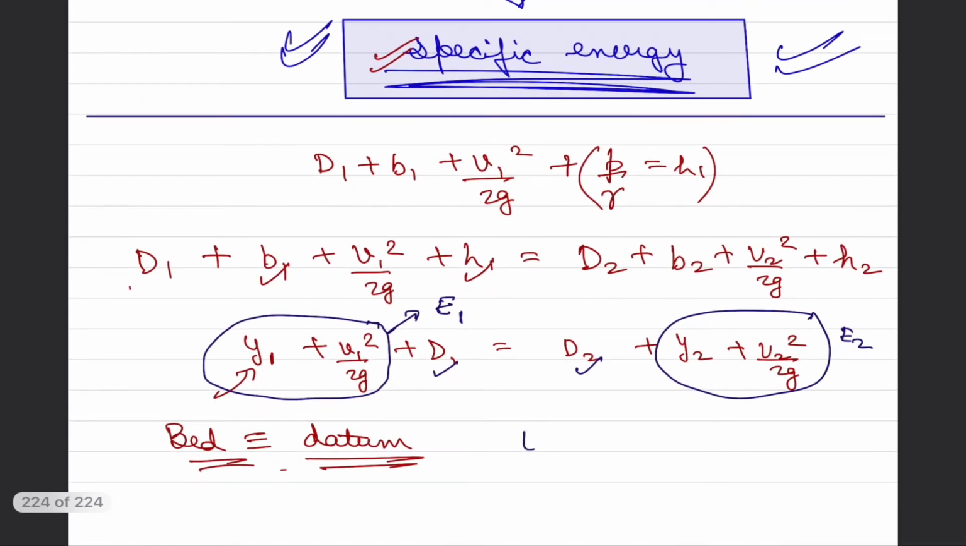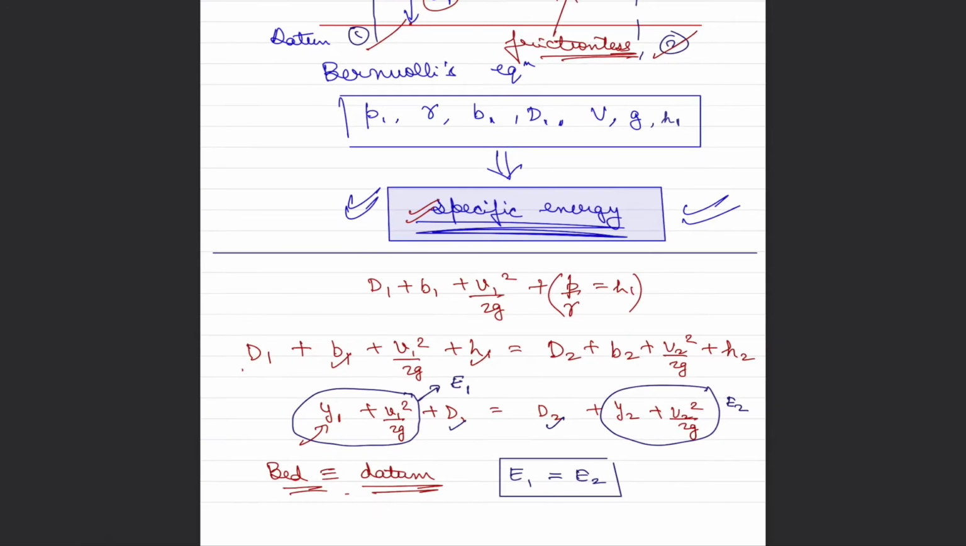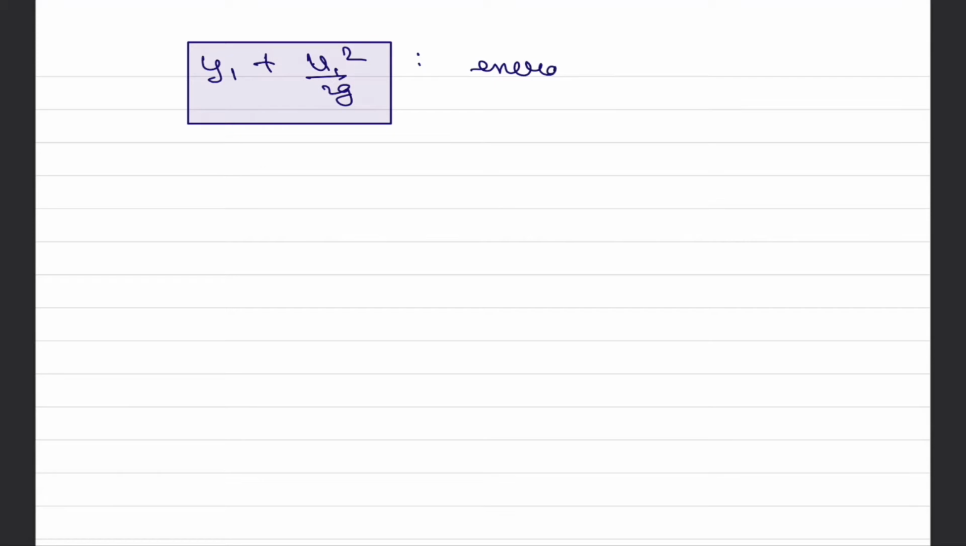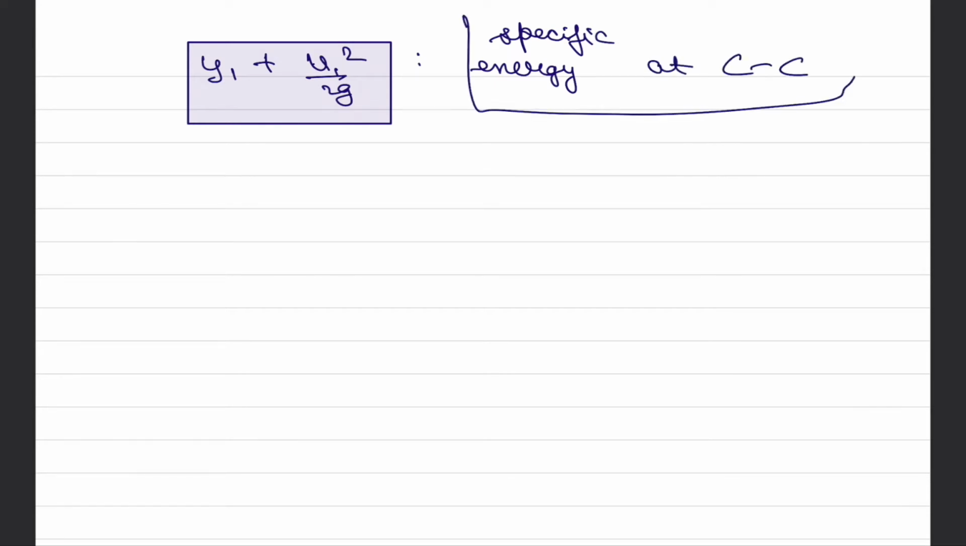Now in the example that we considered, we saw that this section CC is not changing its slope. So we can clearly see that since D1 equals D2, our specific energy at section 1 and section 2 are equal. And from now on, we are going to widely use Y1 plus V1 square by 2g to characterize the energy, or specific energy characteristics, at any cross section in the channel.